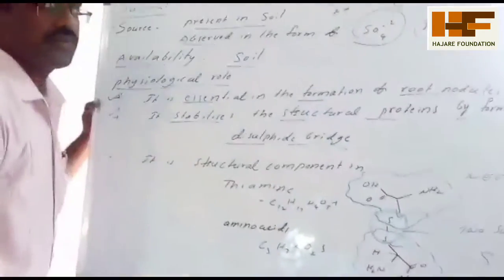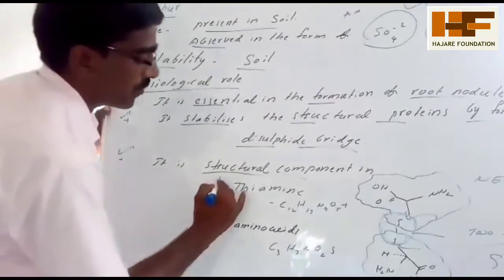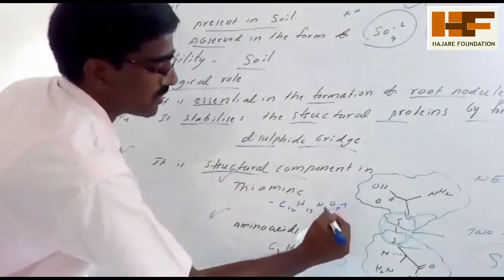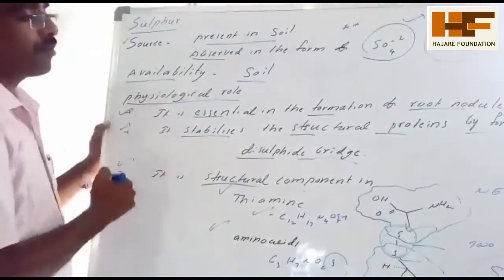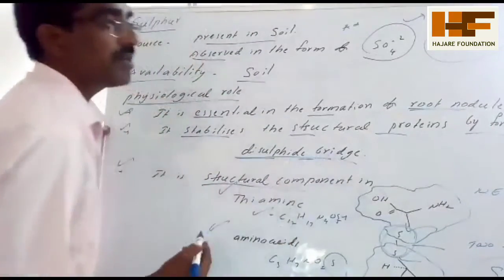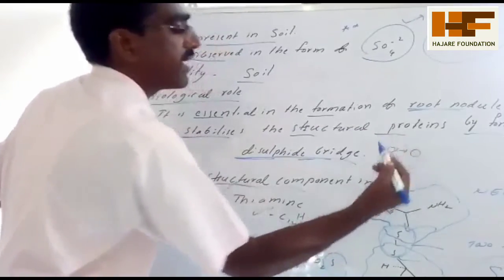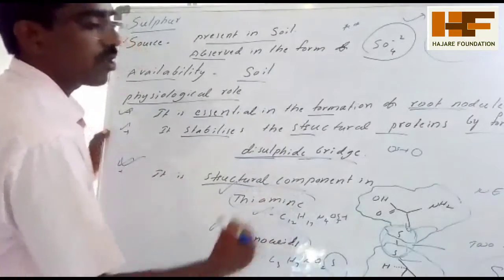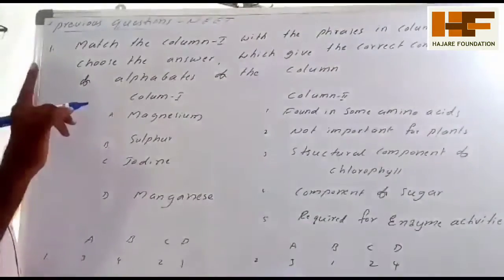This question was asked in the previous NEET paper. Take the example of some structural components, in the formation of thymine and amino acids; in the proteins, sulfur is present. Sulfur is important for the formation of root nodules and for the disulfide bridge, where one amino acid is interconnected with another. Also, thymine as well as amino acids are formed with the help of sulfur.